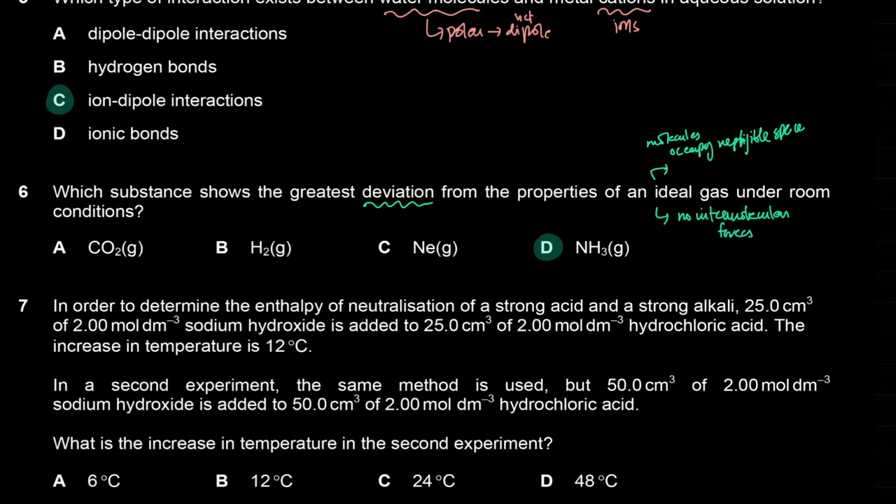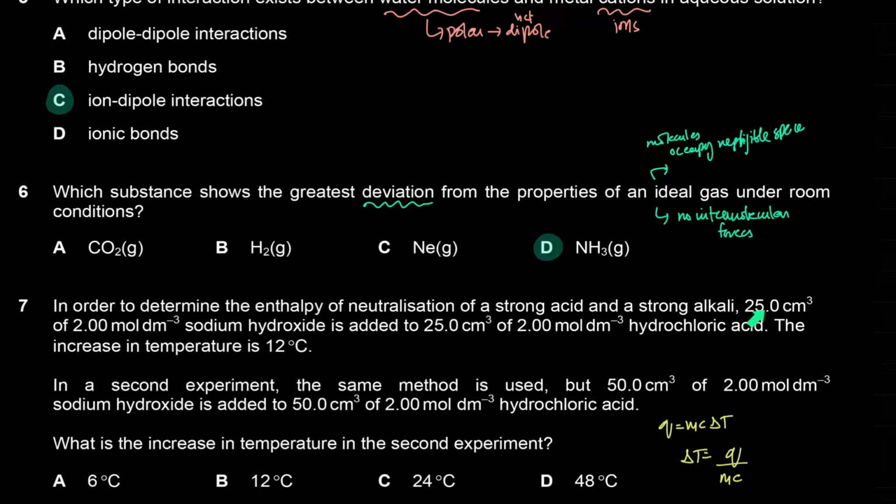When we talk about the increase in temperature, for calorimetry we know that Q is equal to MC delta T. That means that delta T is equal to Q over MC, where M is the mass of water. Now we know that the heat released will be double. We're going to release double the amount of heat because we have double the amount of acid and double the amount of alkali. We're going to make twice the amount of water. We have the same concentrations.